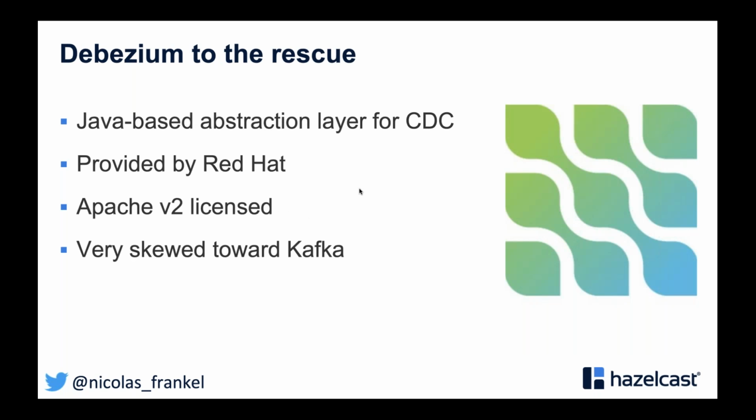But we have something called Debezium. And Debezium actually does all the heavy lifting for us. It's a Java-based abstraction layer for CDC. It's provided by Red Hat, licensed under the Apache 2 license. The issue with Debezium, at least for me, is it's very skewed toward Kafka.